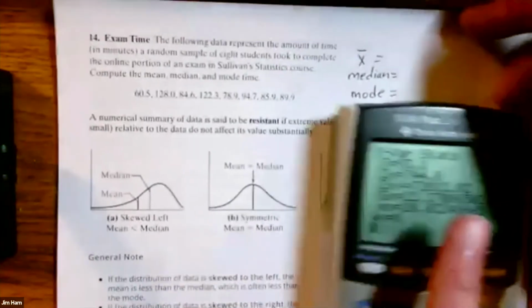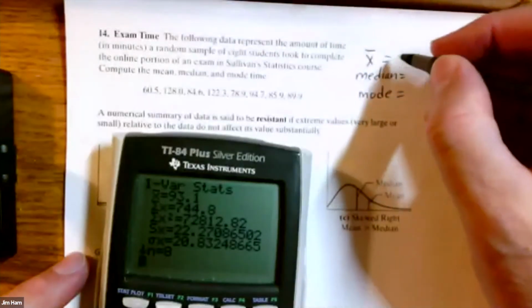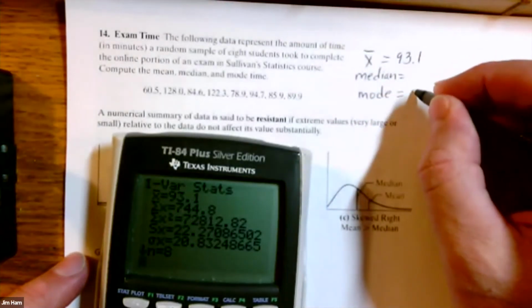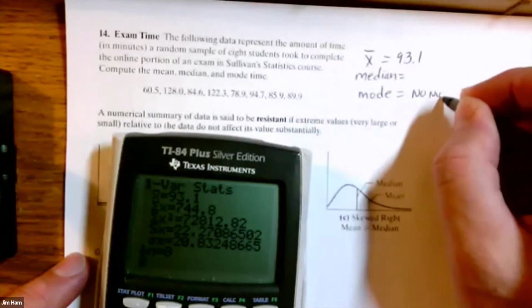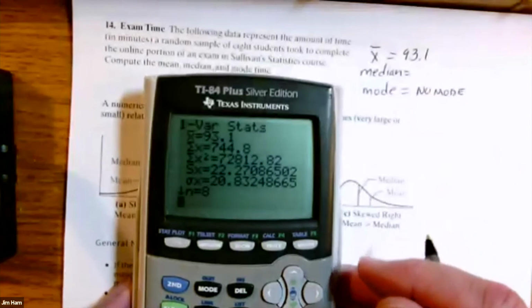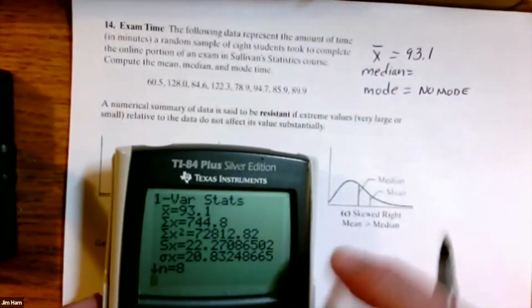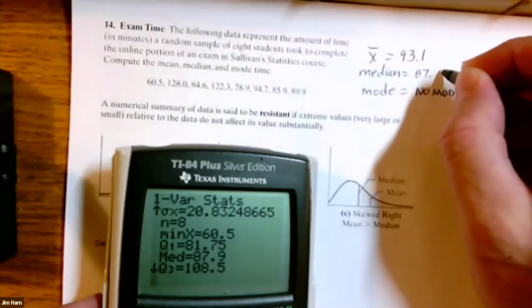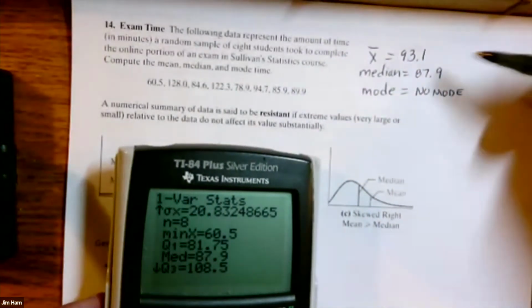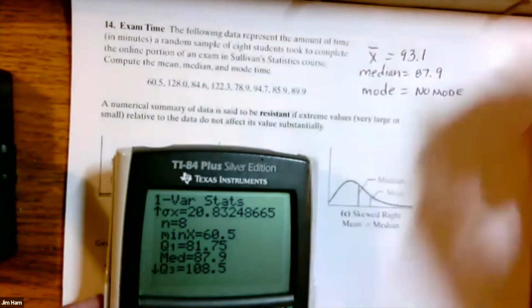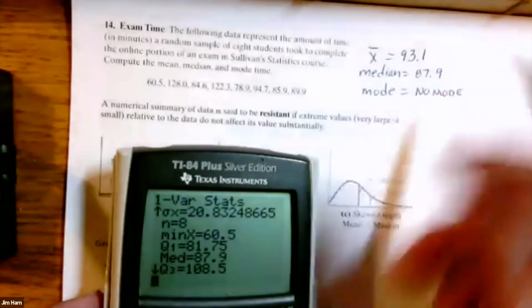So you should find, okay, I see some answers in there now. Yes, 93.1. The mode, there is no mode, because I don't think any of these data values appear more than once. They all appear exactly one time. And then the median is equal to 87.9. So you can see that the mean and the median are fairly close. They should be close because they both give us a sense of the middle of the data set, the center.